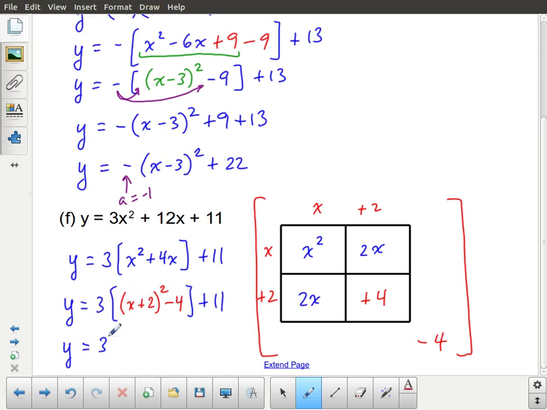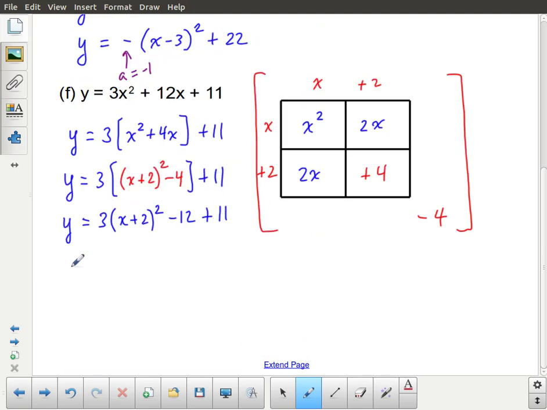Well, the 3, I'm not going to put it into this round bracket. I'm just going to put it in front. So that's 3 times x plus 2 all squared. 3 times negative 4 is negative 12. And now we can bring in that plus 11 on the end and do our final simplification. 3 times x plus 2 all squared, negative 12 plus 11 is minus 1. And this is now in vertex form.